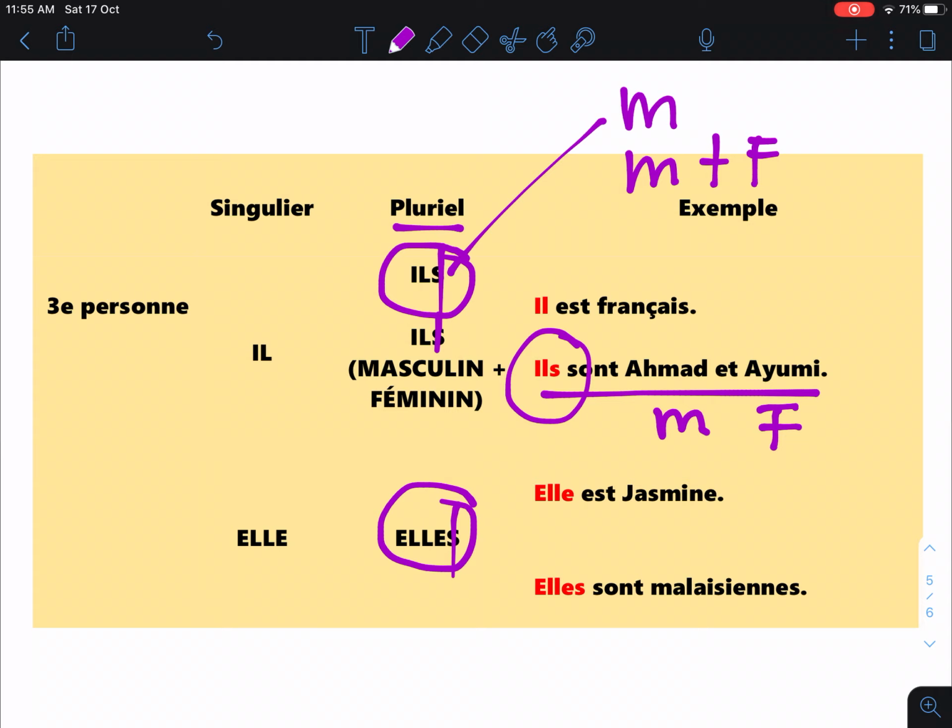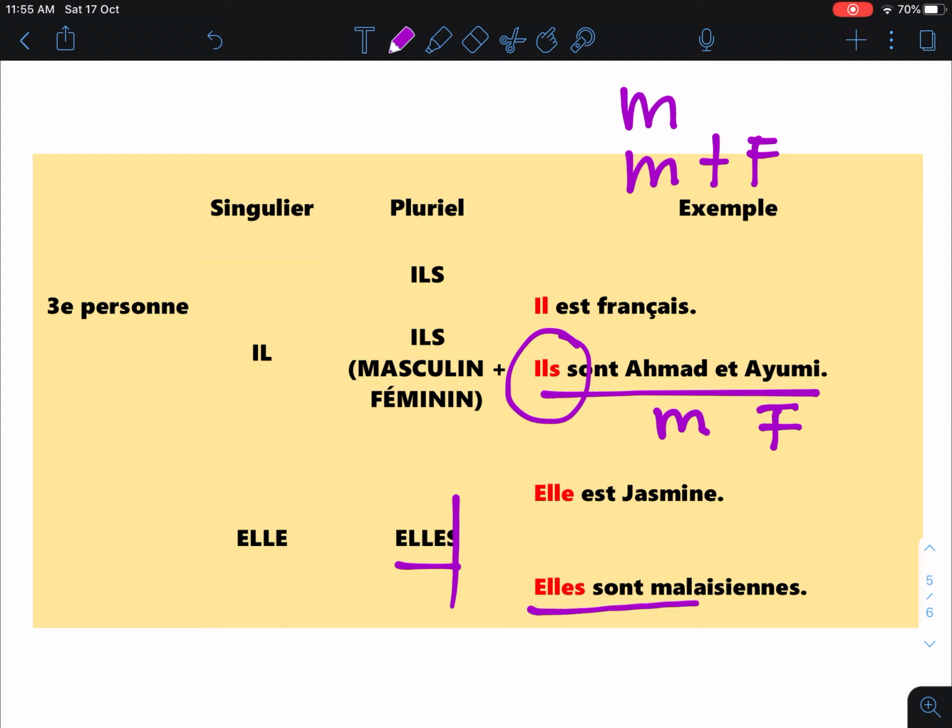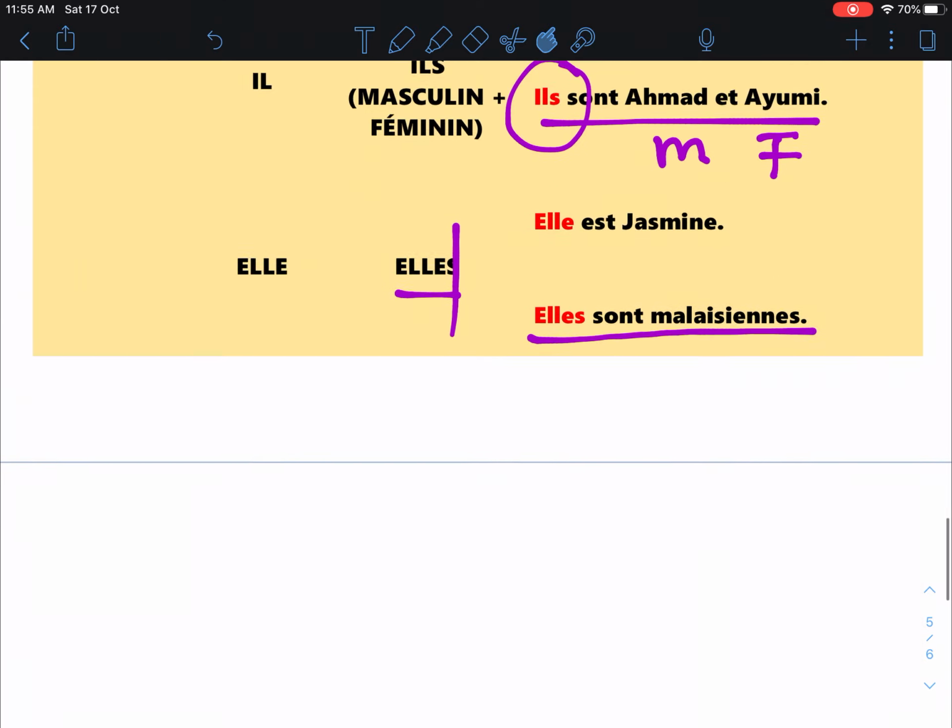So now let's move to elles. And again, S is silent. Elles sont malaisiennes. It means the ladies are Malaysian.